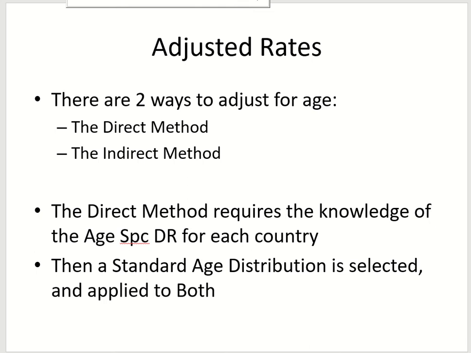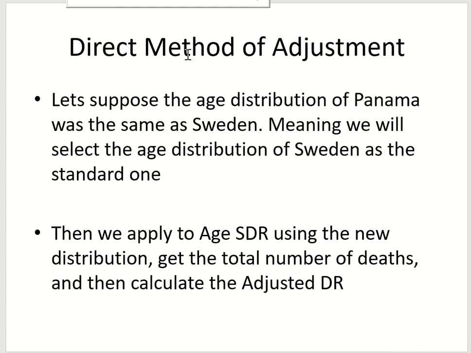So let's look at how this works. One method is called the direct method, the other one is called the indirect method. The direct method: let's suppose the age distribution of Panama was the same as Sweden, meaning we will select the age distribution of Sweden as the standard one.